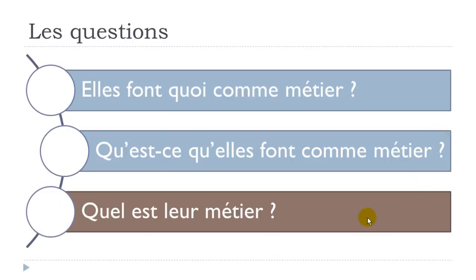And then the more formal one, we start with the question. So, quel? In that case, we put the masculine form because métier, profession, is a masculine word. Okay, so, quel est, what is, their métier, profession. Quel est leur métier? What is their profession? Okay, so the less formal, elles font quoi comme métier? Second one, qu'est-ce qu'elles font comme métier? And the last one, quel est leur métier?